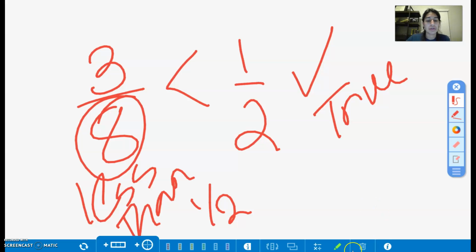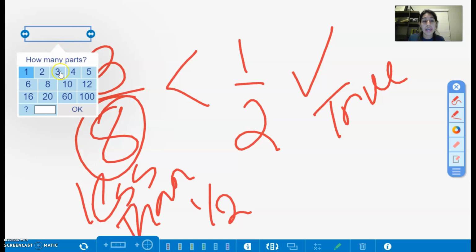Now, the other thing you could do is you could draw the models, but I want you to understand how to figure out 1/2. Okay, I don't want you going straight to drawing the models. As you get into much larger fractions, models will not work for you. Okay, but you can draw a model to justify, just to check your work.